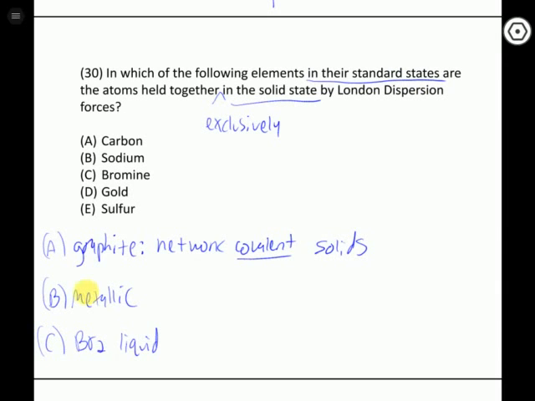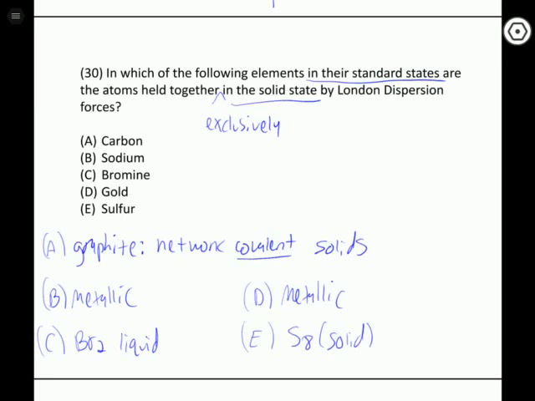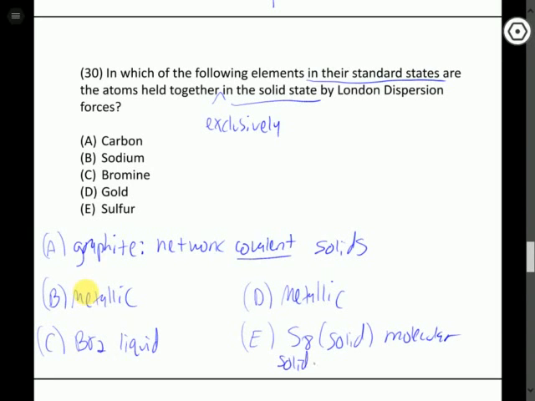And then for choice D, gold is also metallic. So again, it has those metallic bonds holding the atoms in place. Finally, E, sulfur. The standard state for sulfur is S8, which is in fact a solid. And this is a molecular solid. It has molecules of S8, and those molecules are going to be held together by London dispersion forces. It's of course nonpolar because it's just one type of atom, and it's going to have London dispersion forces as the only intermolecular force. Okay, so that would be choice E.